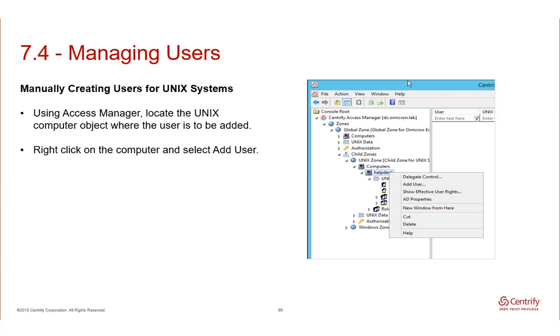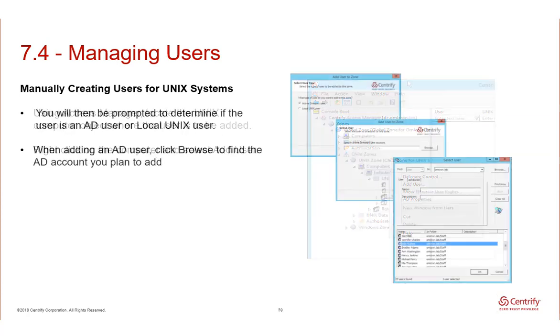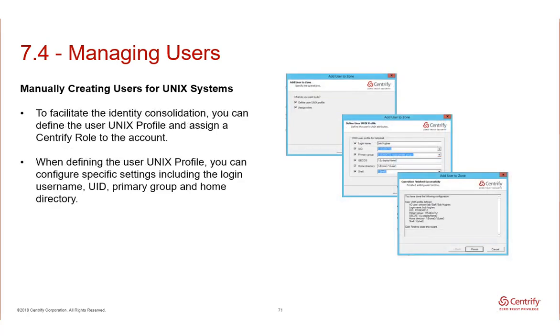Using Access Manager, we can locate the Unix computer object where the user is going to be added. We can simply right-click on the computer and select Add User. We'll then be prompted to determine if the user is an AD user or a local Unix user. When adding an Active Directory user, we'll simply click Browse and find the AD account that we plan to add. Now, to facilitate the identity consolidation, we can define the Unix profile and assign Centrify roles to the account.